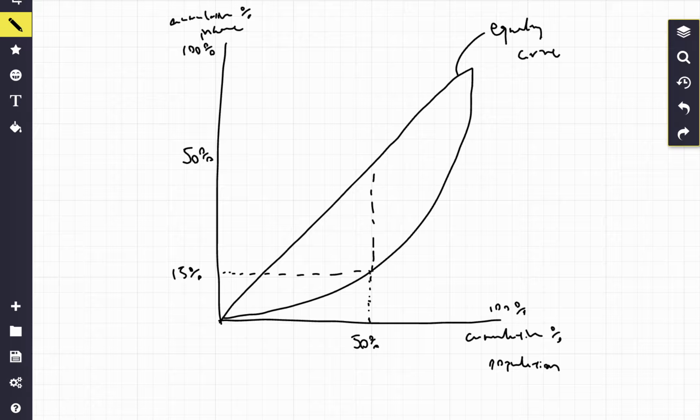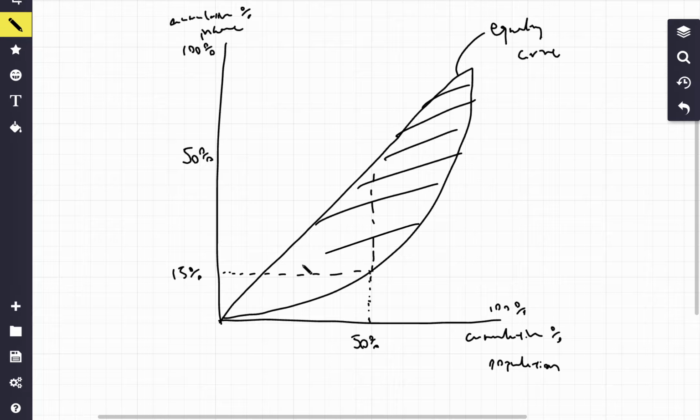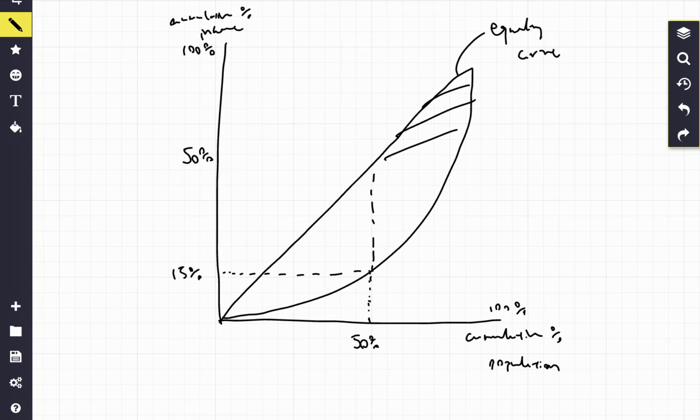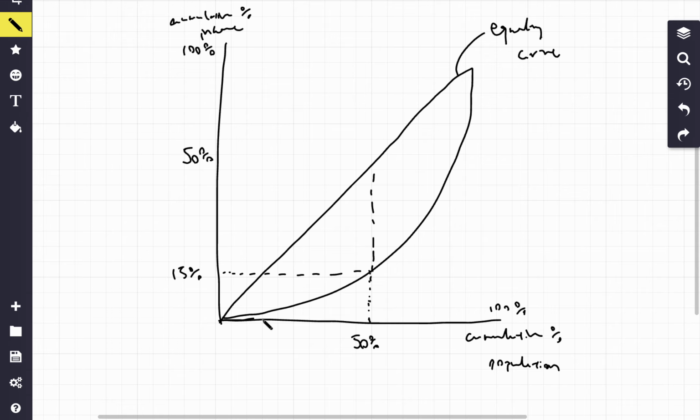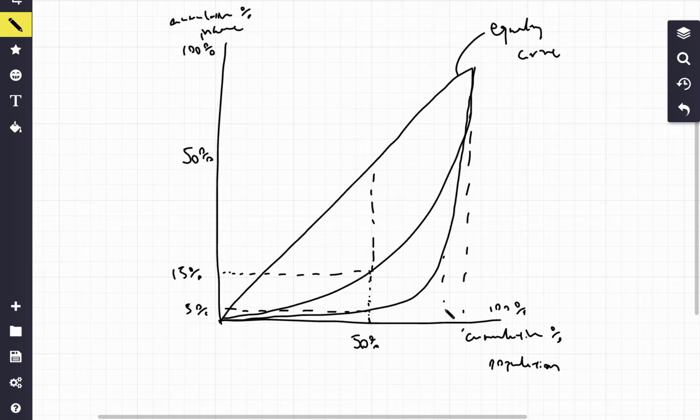And if the area between the equality curve and the Lorenz curve is big, that means inequality is bigger, and we can easily tell this by drawing something like this. In this case, the bottom 50% only earns probably around 5% of the entire income in the economy. In other words, we can also explain this as the top 10%, let's say, earns more than half, even around I would say 60% or 70% of the entire income. The richest 10% of the population in that economy earns this much money.